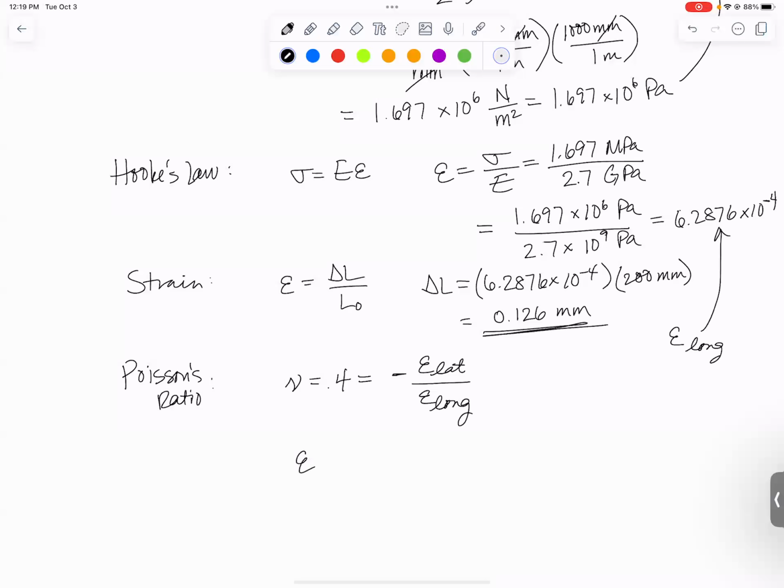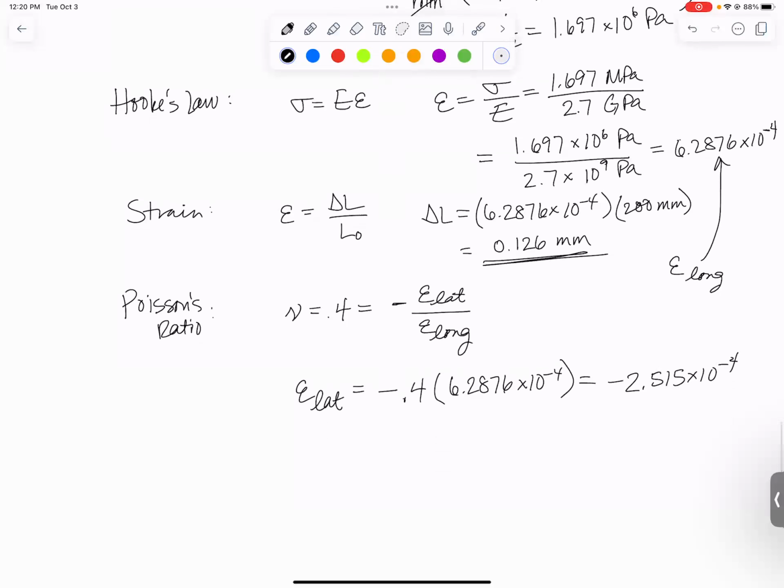So epsilon lateral will be minus 0.4 times epsilon longitudinal, 6.2876 times 10 to the minus fourth, which comes out to be minus 2.515 times 10 to the minus fourth.